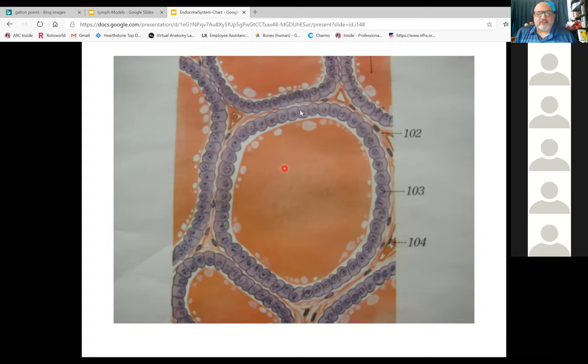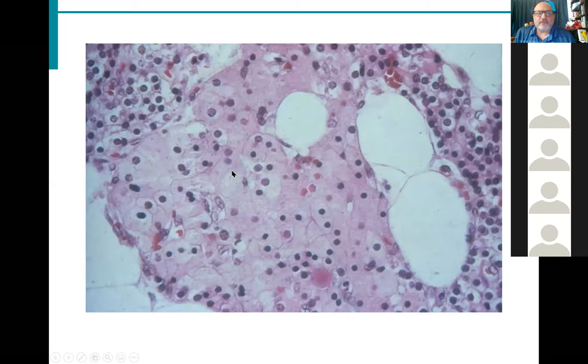All righty, excellent. So, questions on the thyroid gland or the parathyroid glands? Anatomy, microanatomy, function, anything like that.